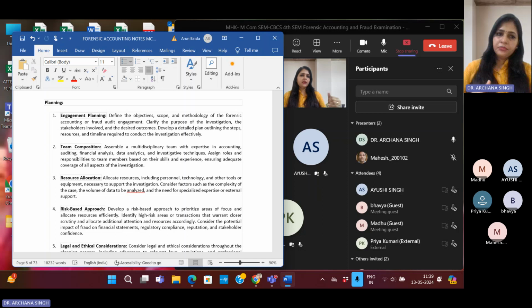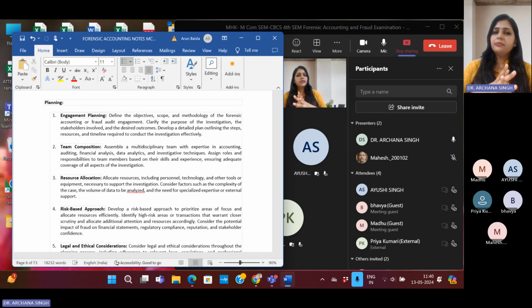Then team composition basically includes various fields of experts. While doing investigation, they need experts from various fields, like in the accounting field, in the auditing field, they need an accountant, an auditor, then for financial analysis a financial analyst, and they require data analytics and investigation techniques. So they have to assemble the multidisciplinary team of experts from different fields, and they have to assemble that team while doing any investigation. And then they have to assign the roles and responsibilities to each expert.